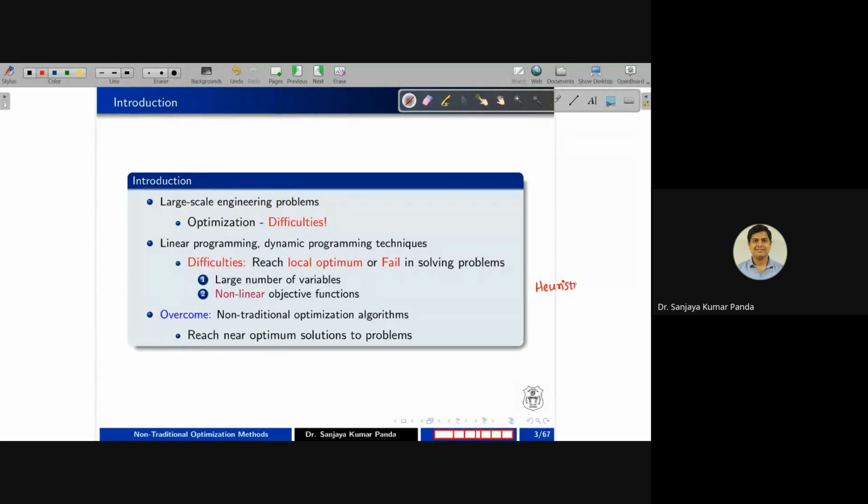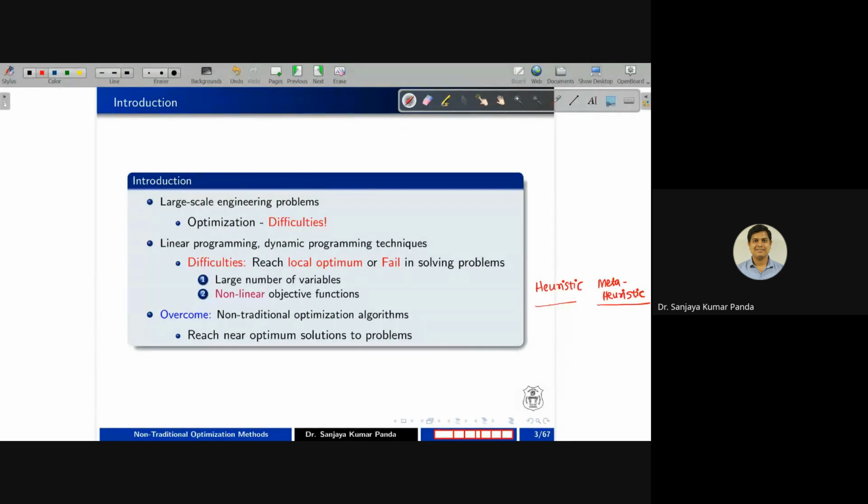We are not applying meta heuristic. But these optimization techniques we are looking at here are meta heuristic in nature. So we should know the difference between a heuristic and a meta heuristic. A heuristic provides a good solution for a particular type of problem.